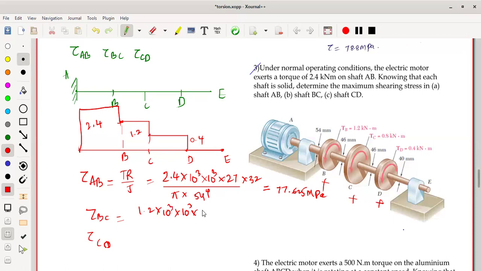It is taken as 23 whole divided by 5 into 46 to the power of 4 into 32. So this value you will get as 62.78 into 10 to the power. This is in megapascals. So same thing here, you had got the value 20.92 megapascals. So among all these things, this value is going to be the maximum.